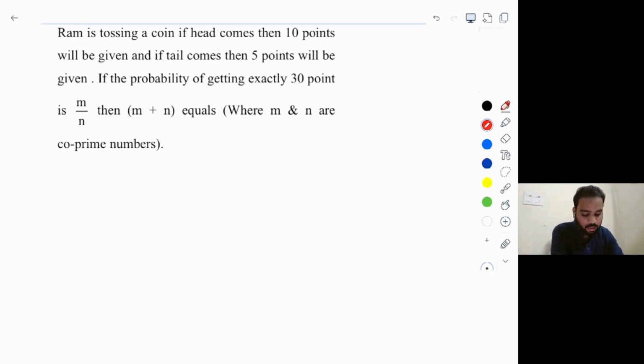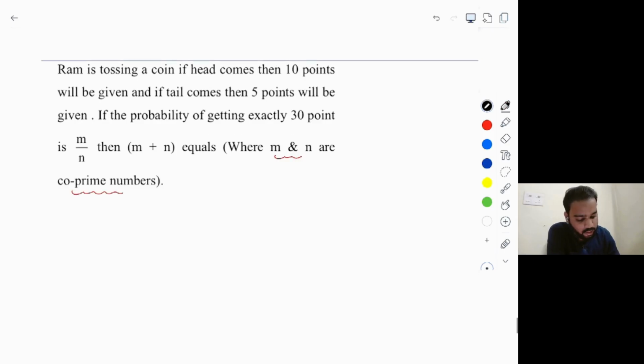Ram is tossing a coin. If head comes up, then 10 points will be given, and if tail comes up, then 5 points will be given. And if the probability of getting exactly 30 points in total is m by n, we have to find out m plus n, where m, n are co-prime numbers here. Okay, so I can simply count the number of cases, but I will do it in a proper way.